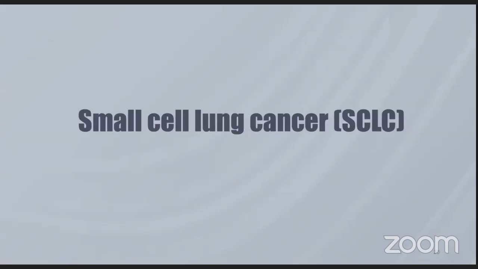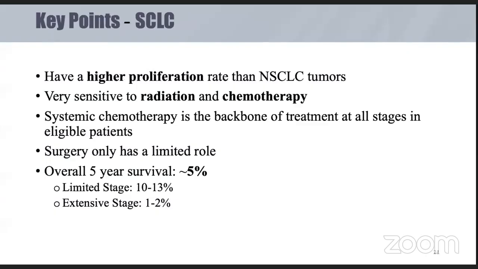Now we're gonna start with the first type of lung cancer, which is small cell lung cancer. Key points to keep in mind when we are talking about small cell lung cancer: those types of cancers have a higher proliferation rate than non-small cell lung cancer. So if we compare it to the non-small cell, they have a higher proliferation rate. They are very sensitive to radiation and chemotherapy.